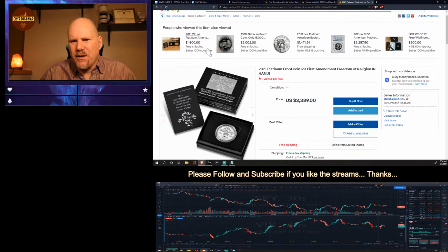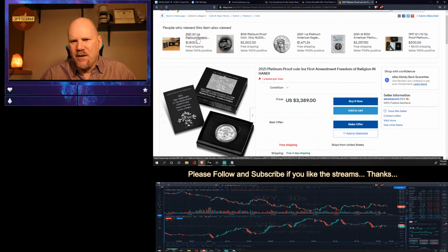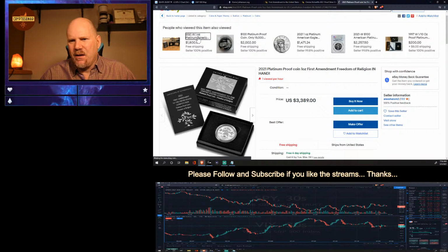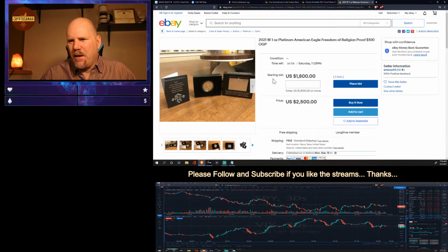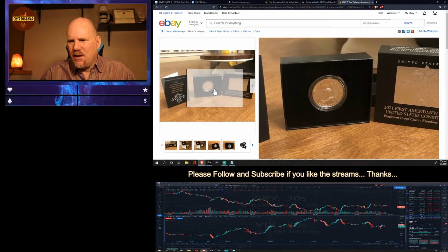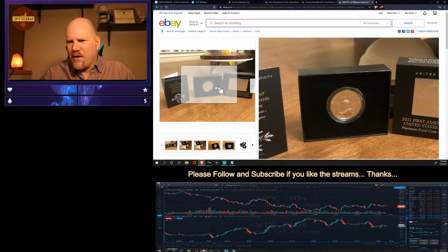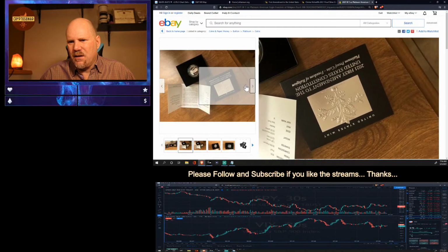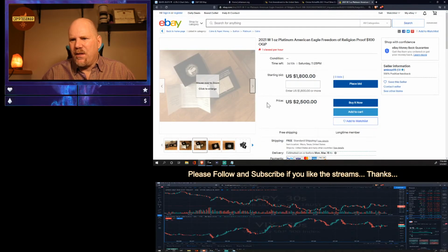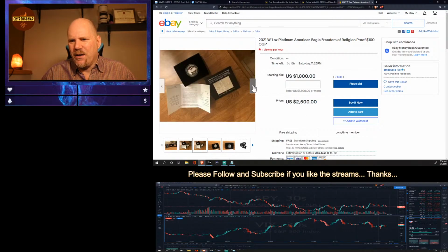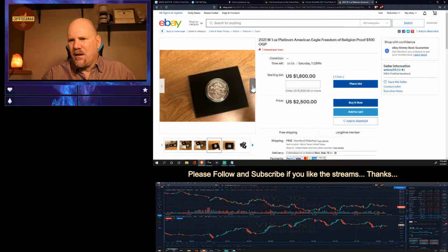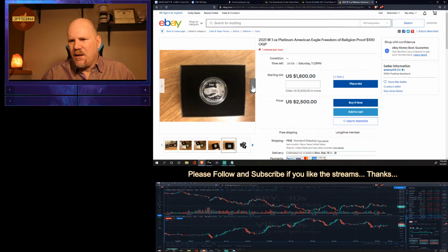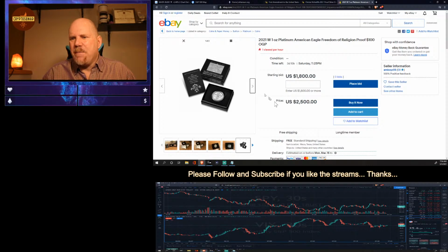Let's see here. Here's $1,800. So this person here, now here's the interesting thing. Same coin, right? An actual picture of the coin, certificate of authenticity. You say, well, this person's crazy. Why are they? You can buy it now for $2,500. He's bidding it at $1,800. He may have bought this.